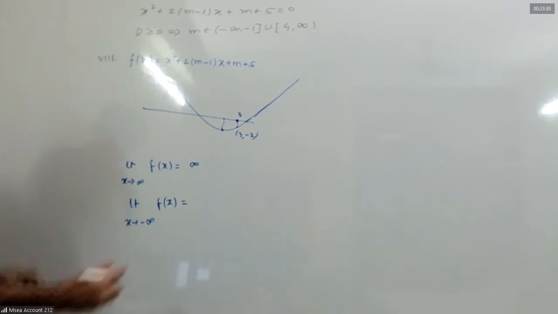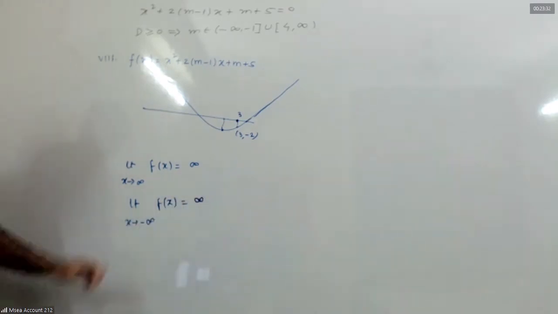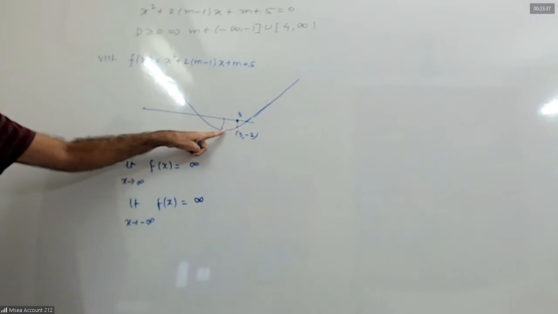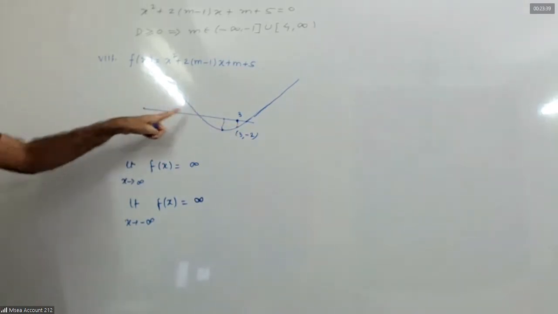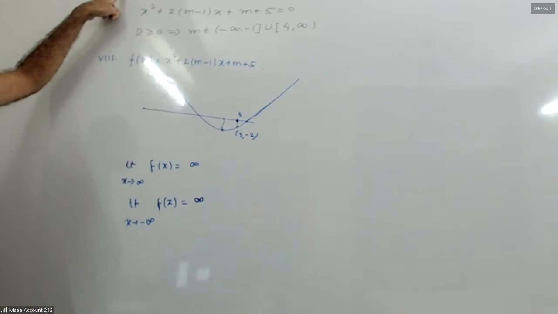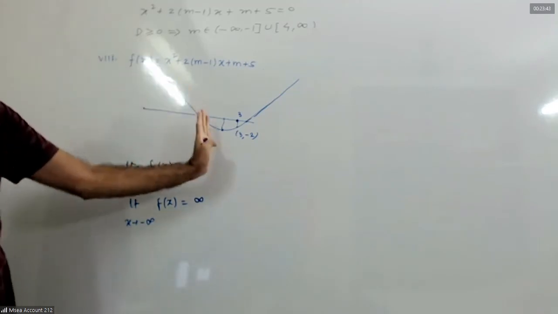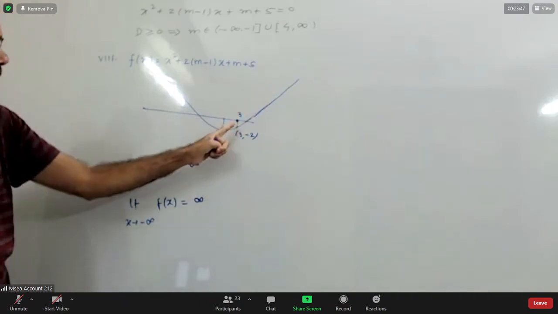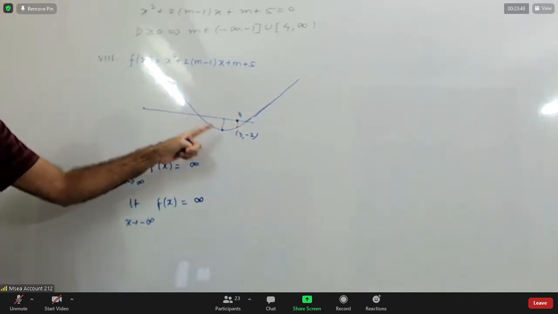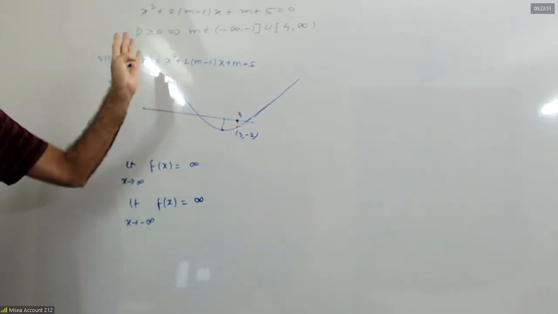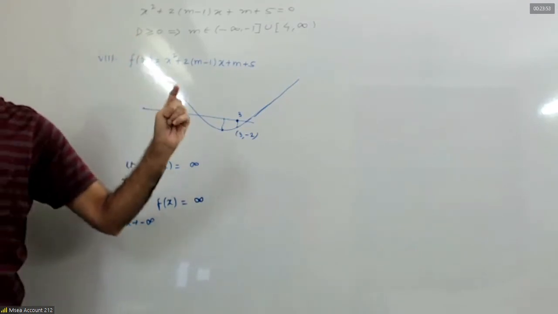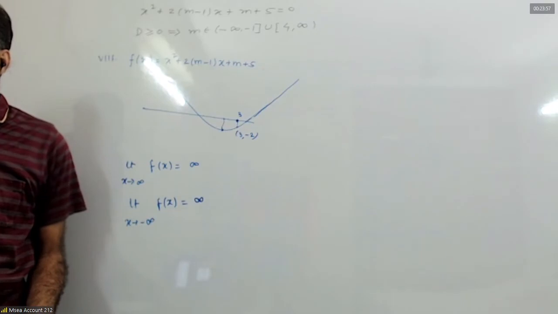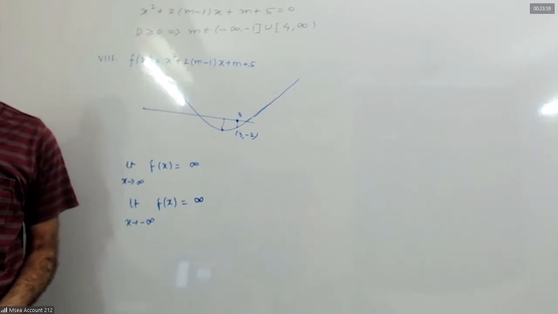So wherever the turning point is, it will turn, and at minus infinity it has to go to infinity. So on the way on this side, it has to cross the real axis once, and on the way on this side, it has to cross the real axis once. Since it is crossing the real axis, it means it should have real roots. That's it.